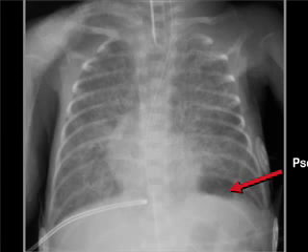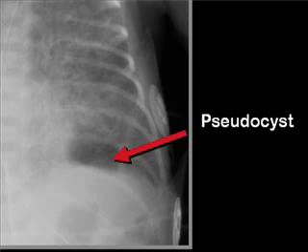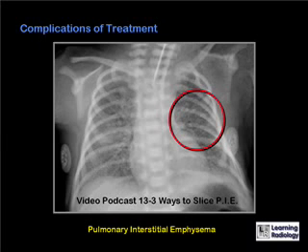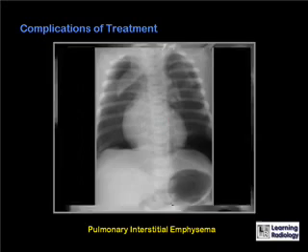This is an example of a pseudocyst. There is hyaline membrane disease in both lungs, and in the left lower lobe there is a cystic lucency that represents the formation of a pseudocyst from hyaline membrane disease treatment. This is an example of pulmonary interstitial emphysema. You can see very small bubbles of air in the interstitium of the lung in this close-up. Video podcast 13, 3 Ways to Slice PIE, covers pulmonary interstitial emphysema.